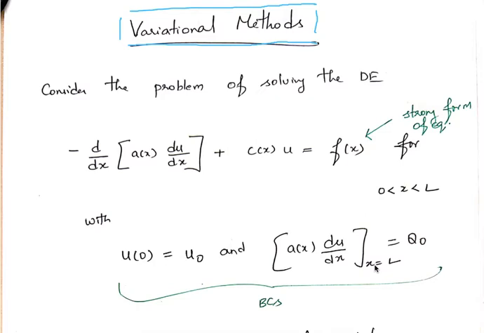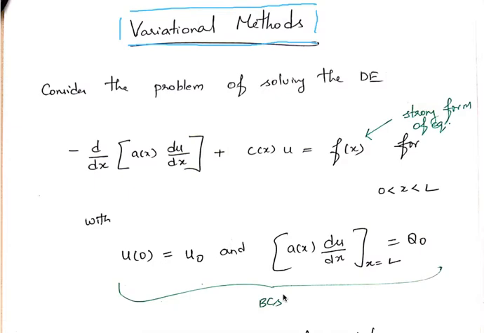Okay, so this is the problem we want to solve. So what is it that we want to solve for? When I say I want to solve this problem, what do I want to solve exactly for? I want to solve for u of x. Okay, now what should the solution satisfy? It has to satisfy the governing differential equation, which is minus d by dx of a du by dx plus cu equals f.